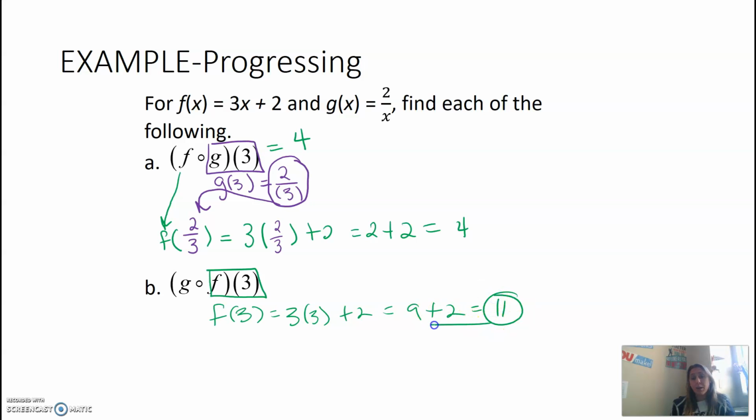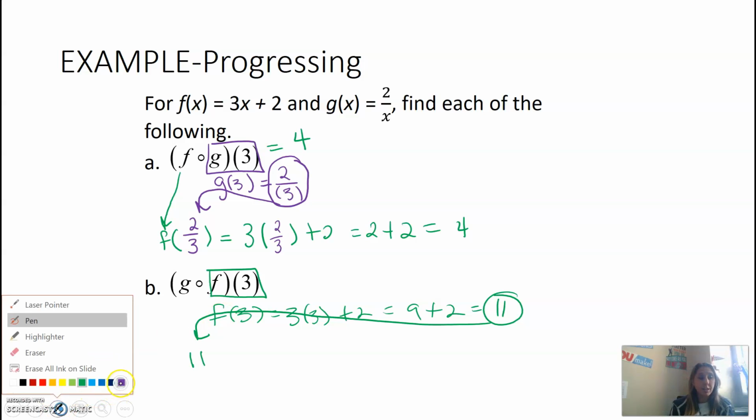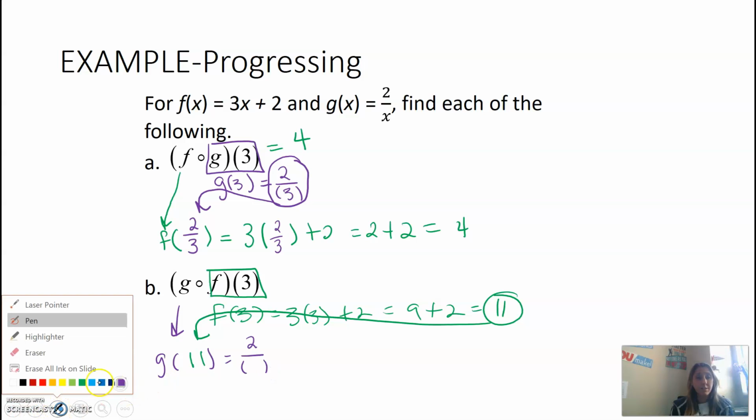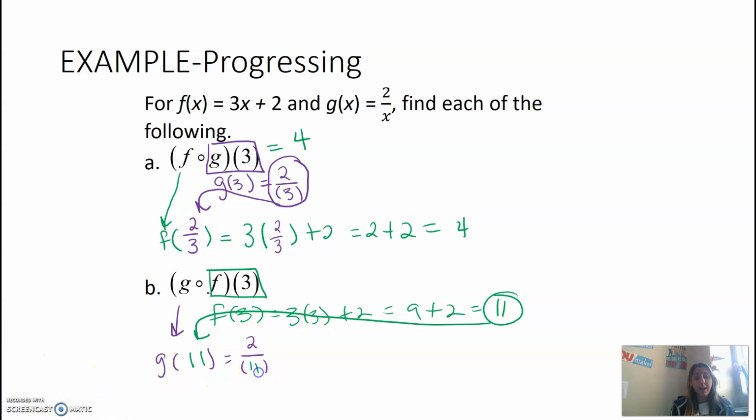That's my new input. I'm going to put that inside of g. Okay, then we're going to find g. And again, everywhere I see an x in g, I replace it with my new input of 11, which is 2 over 11. And I can't simplify that any further, so then my final answer is just 2 over 11. That's my final answer. Okay, so that's how we're going to do it algebraically with a numeric input.